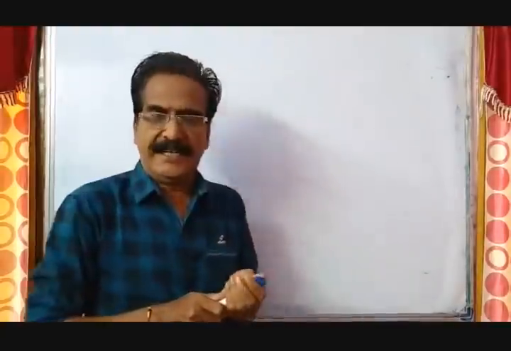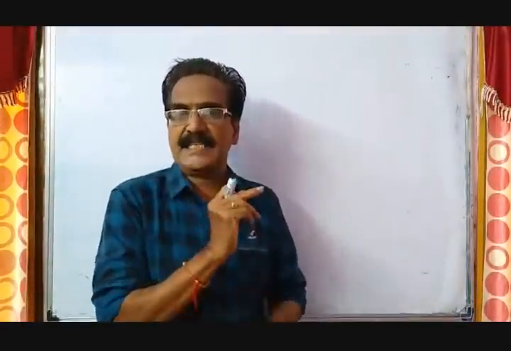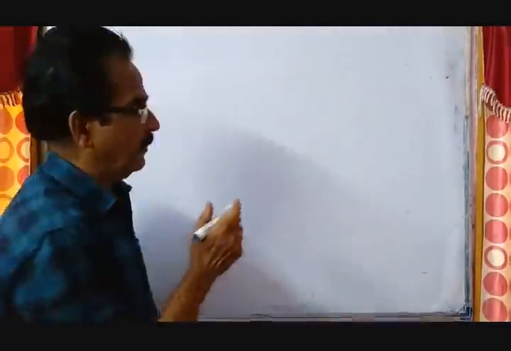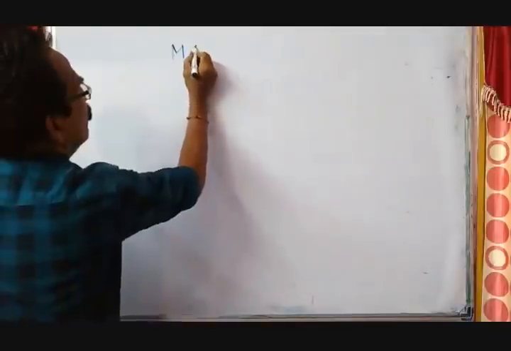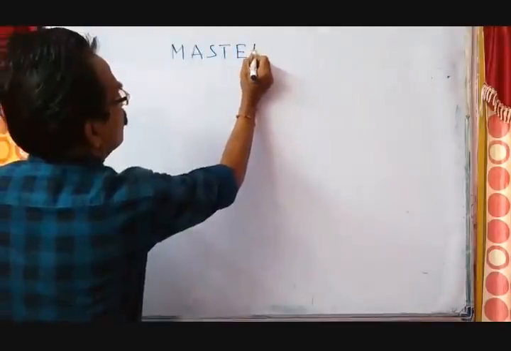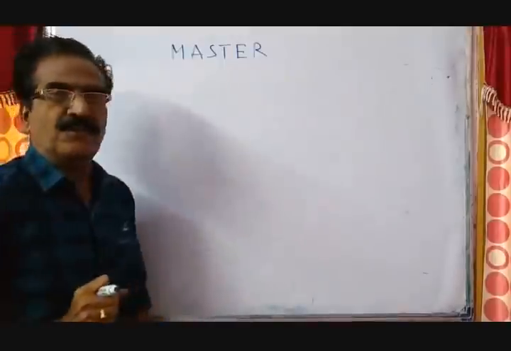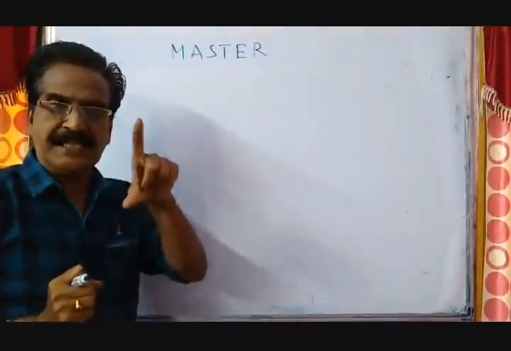Okay friends, today let us discuss how to find the rank of a word. First, let us find where the repetition of letters is not there. That is, all are different letters. So, first let us find the rank of the word master. In this word master, all the 6 letters are different letters. No repetition is there.